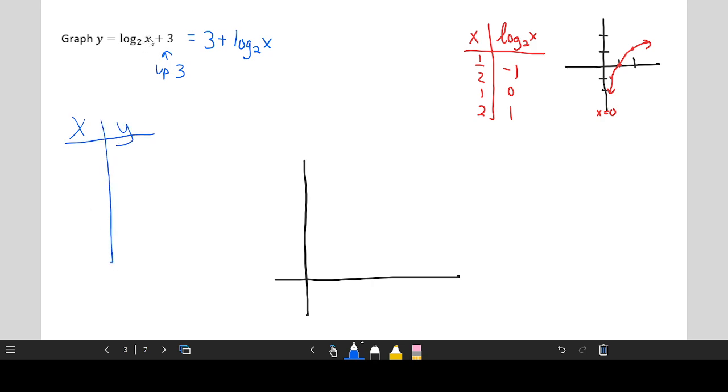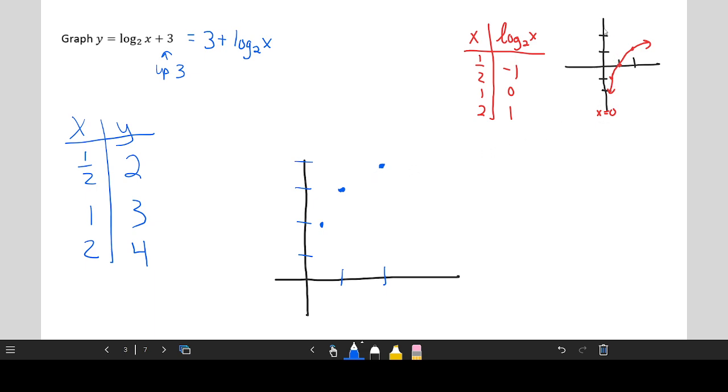So since the input is still just x, nothing's changing in the x column, no horizontal change, so we can just copy those values down. And then we're going to move these points up 3. So you can do that visually, or you can just add 3 to each of those y values there. So we have 1/2, 2, 1, 3, and 2, 4.